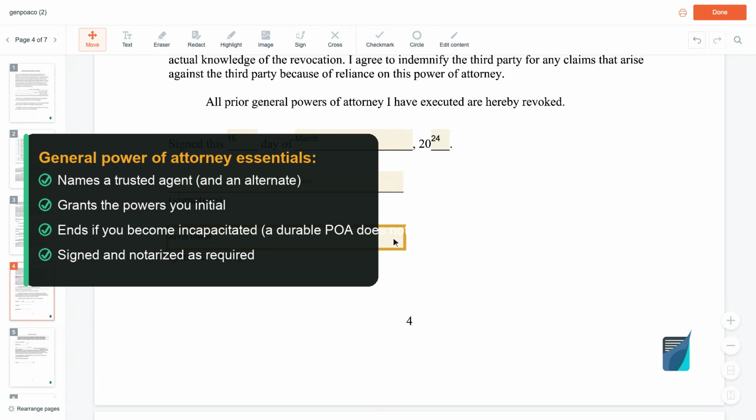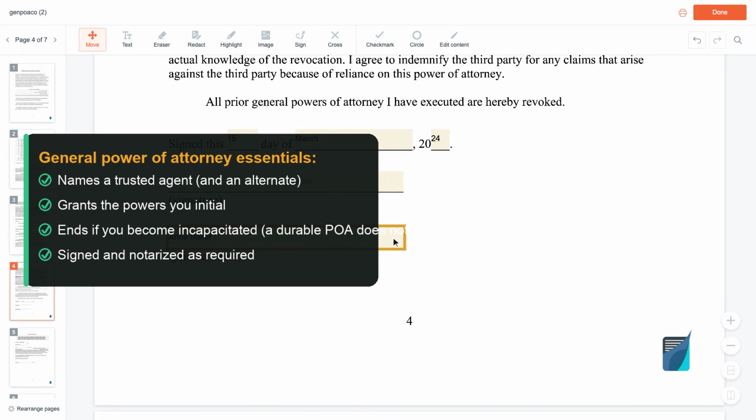Next, here's a helpful tip about that signature. If the principal acknowledges the signature before a notary public or another individual authorized by law to take acknowledgments, the signature is presumed to be genuine. That can save a lot of headaches later.